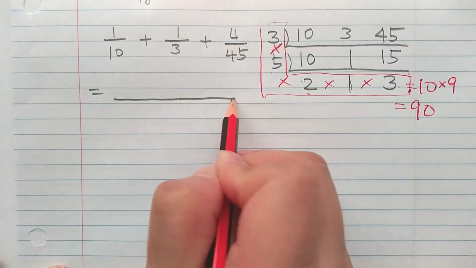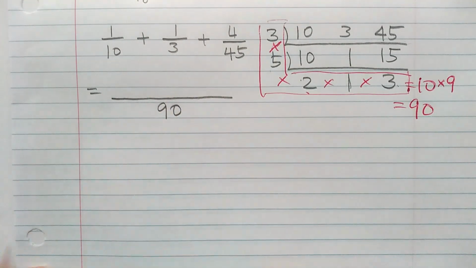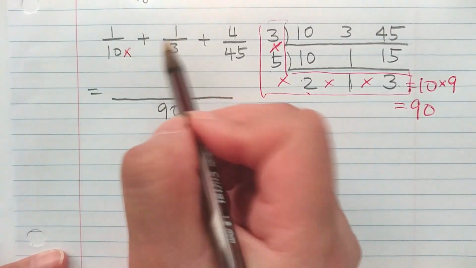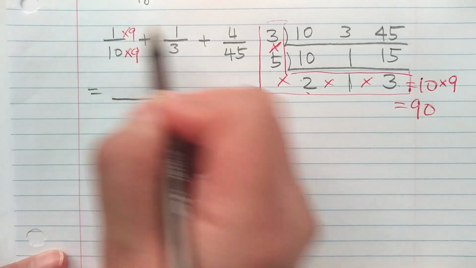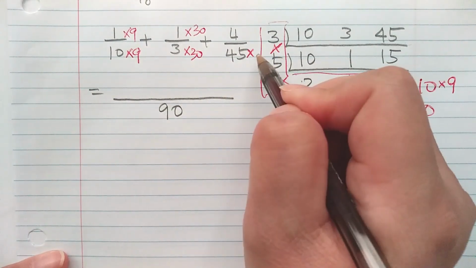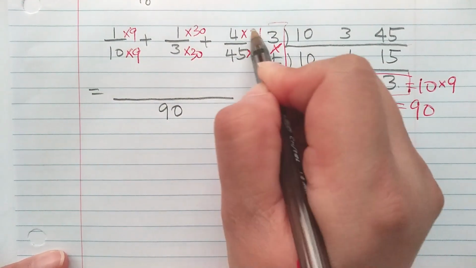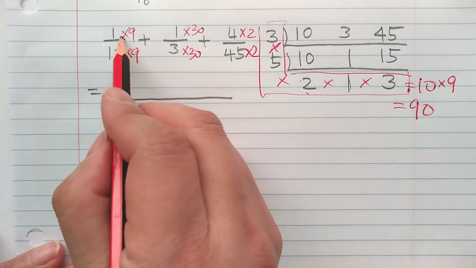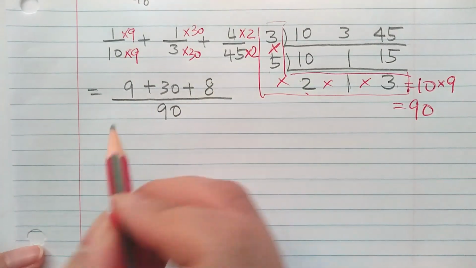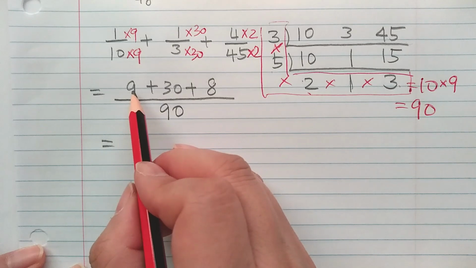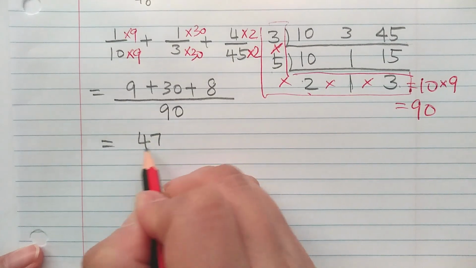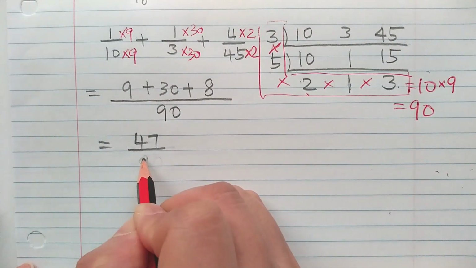Okay, so the common denominator is 90. Now, let's find what we have to multiply here to get 90. You have to multiply 9, and how about here? 30. 45 times 2 is 90. So this is 9 plus 30 plus 8. 9 plus 8 is 17. 17 plus 30 is 47 over 90.